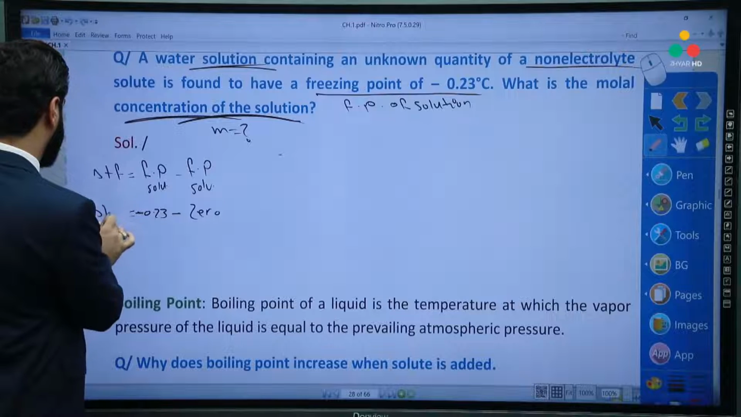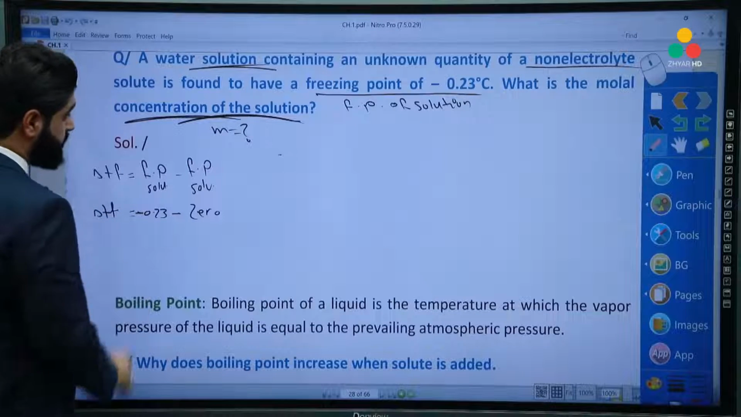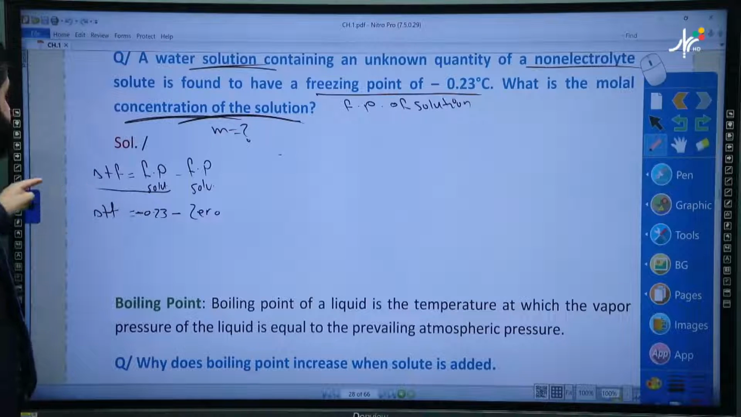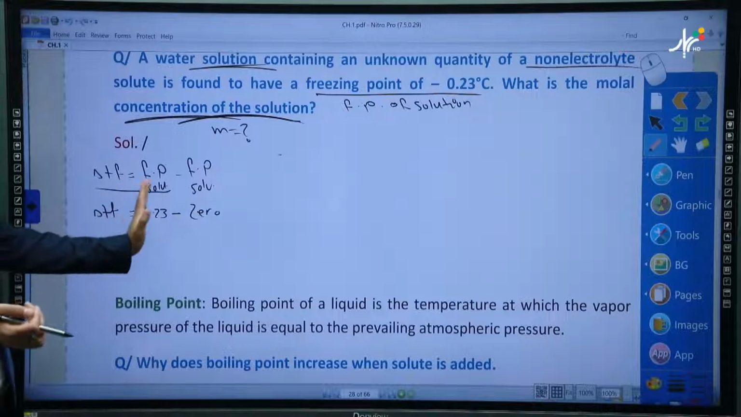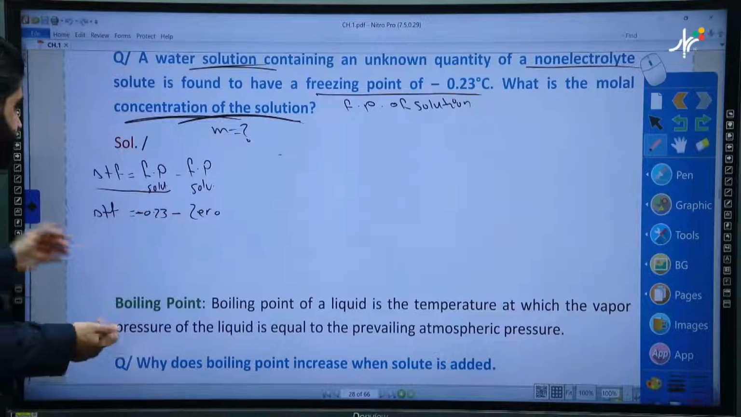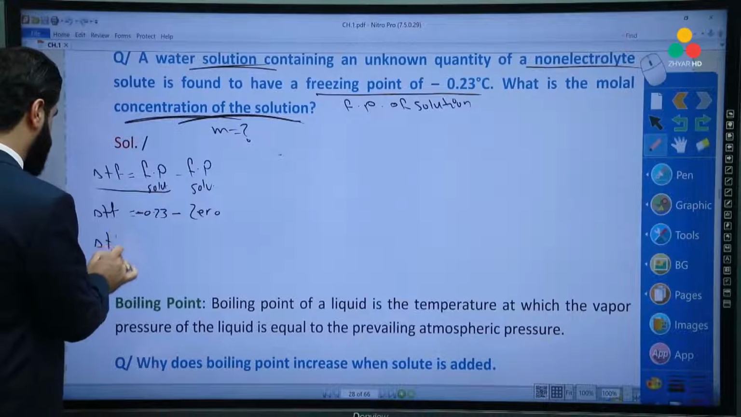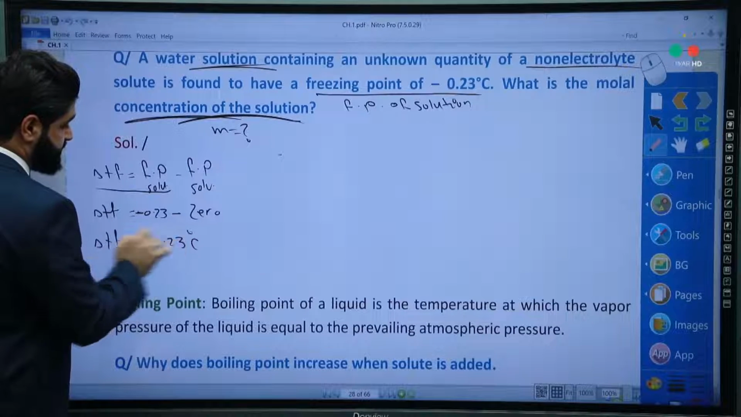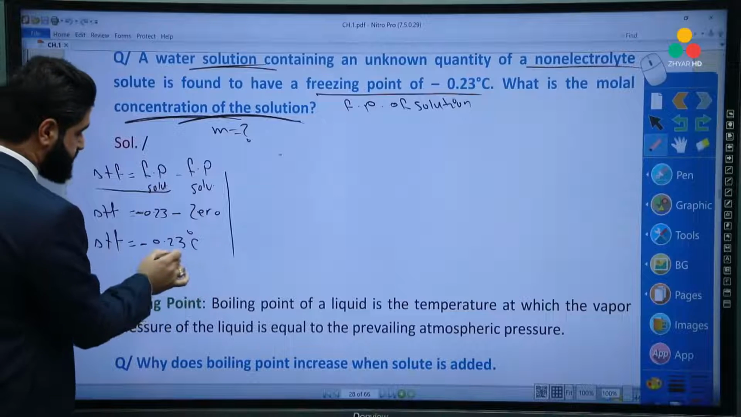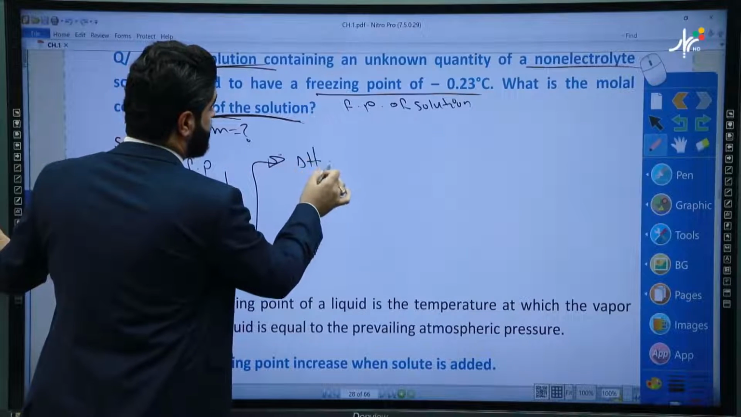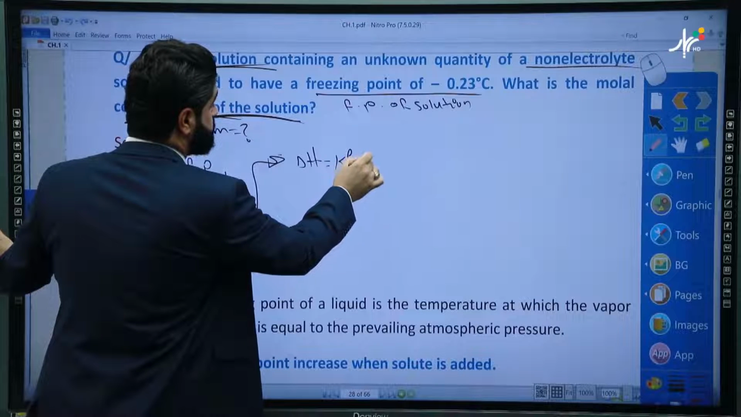So delta TF will be the same number. If the solvent is water, the freezing point of solution will always be equal to delta TF, because if we subtract 0 from any number, the number stays the same. So delta TF equals negative 0.23 Celsius degrees. And now let's substitute into the second equation. Delta TF equals Kf times molality.